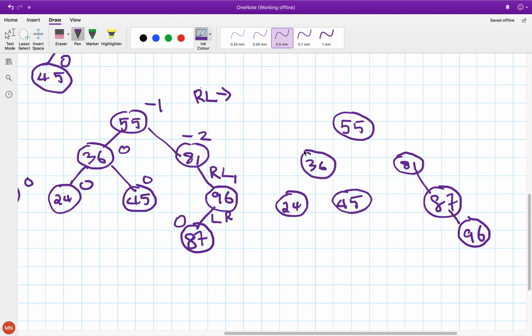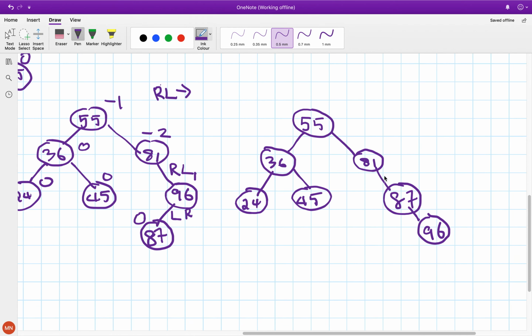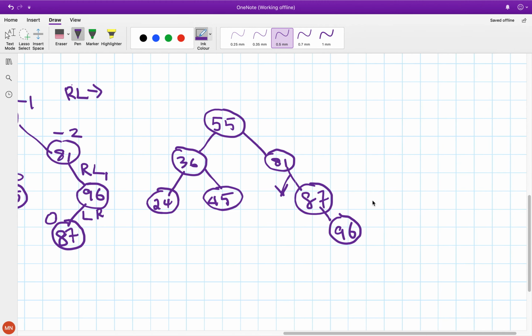So this is a result of rotating the node 96 to the right. Now we have one more rotation left, that is we have to rotate the node 81 to the left. So we are rotating node 81 to the left. Whatever is connected to the node 81 will now be connected to 87, and 81 will come on the left side of 87.